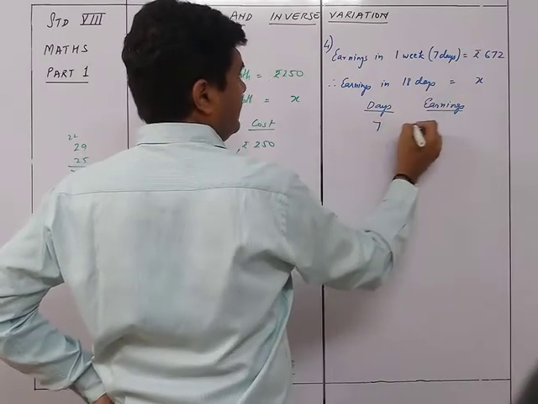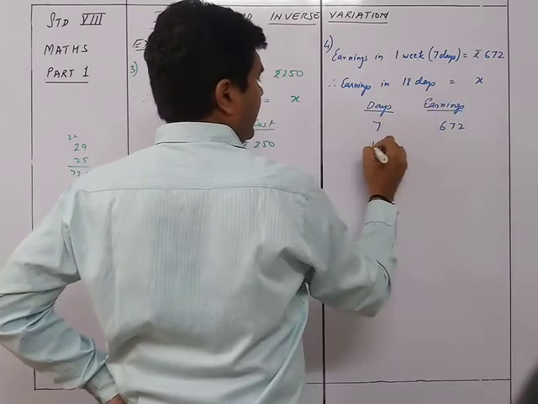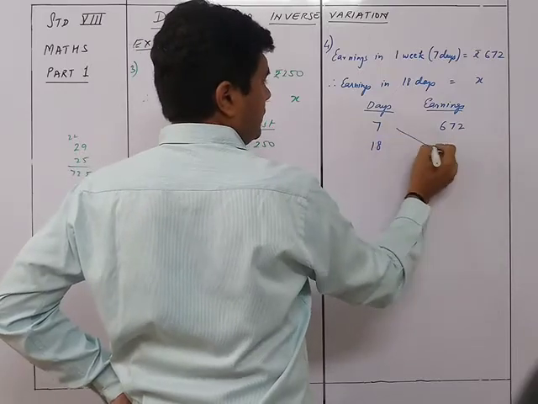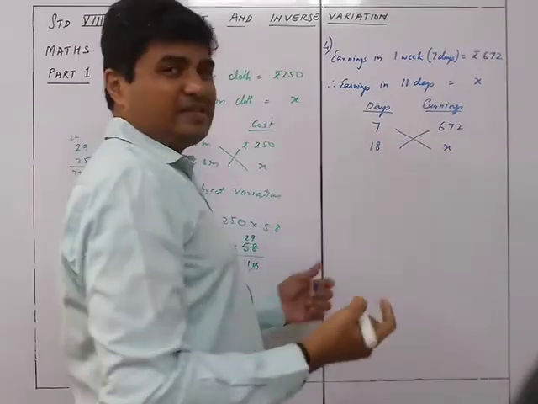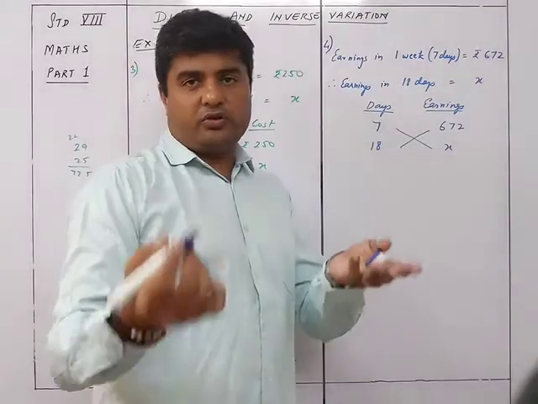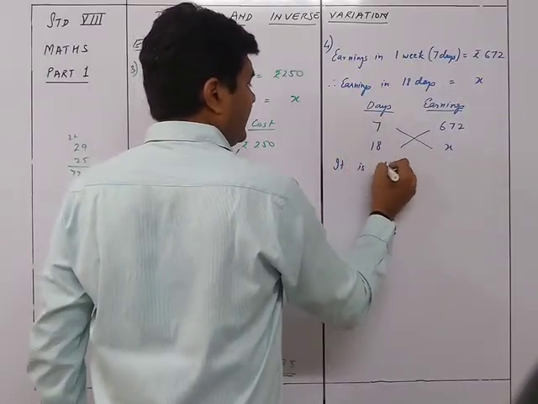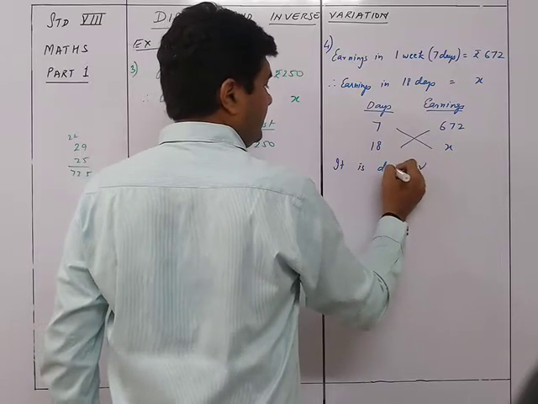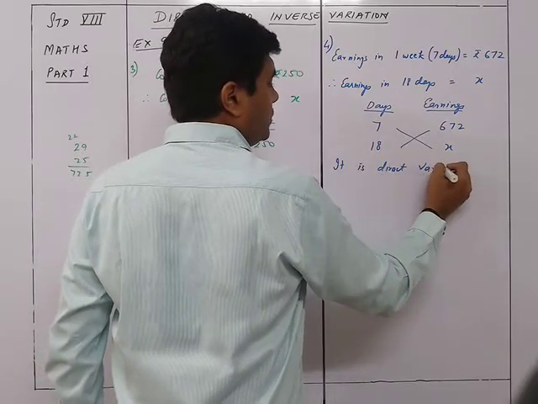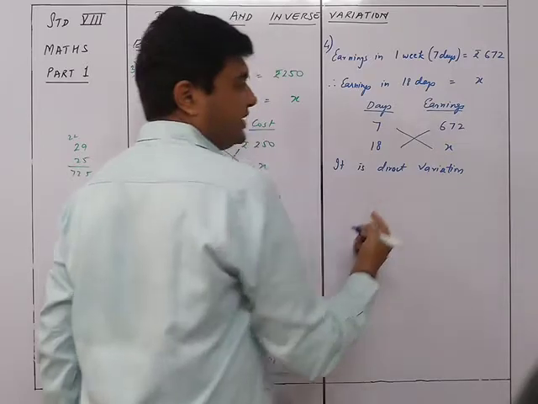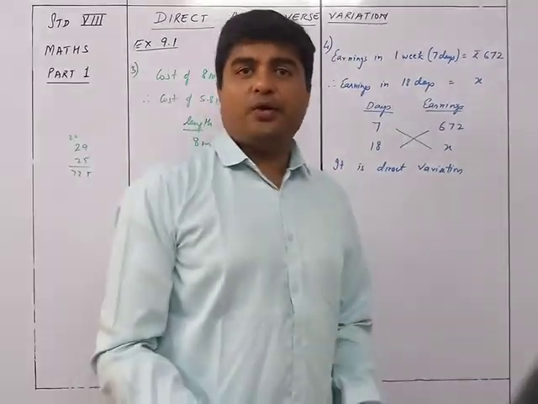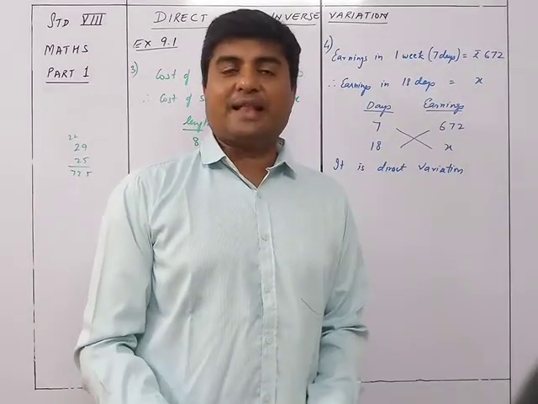Days are 7, it is 672. 18 will be X. You are going to cross multiply because you can see over here if the days increase, earnings also increase. So it's a direct variation. See, it's always better to identify the variation it is, because in these sums I know that they are all direct variation because they exercise like that.